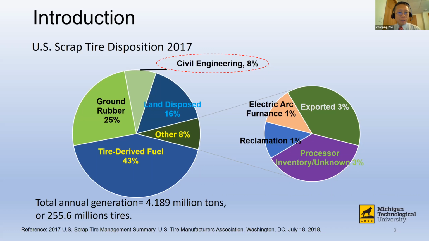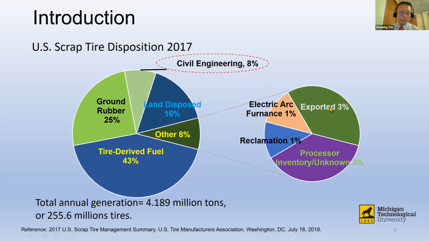And 25% are used as ground tire rubber. Ground tire rubber has been used in many ways. Maybe they're making new tires, or maybe new asphalt. But for new asphalt, it's really only a small percentage. And you can see in this picture, 16% has been disposed of, buried underneath landfills. That's basically a big portion. There are also some that have been exported overseas.